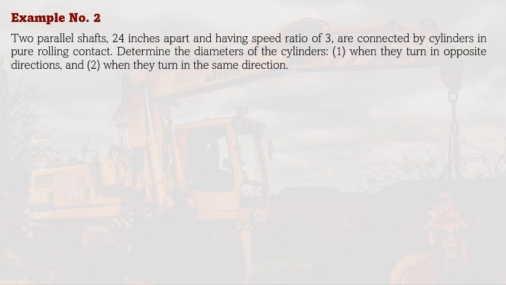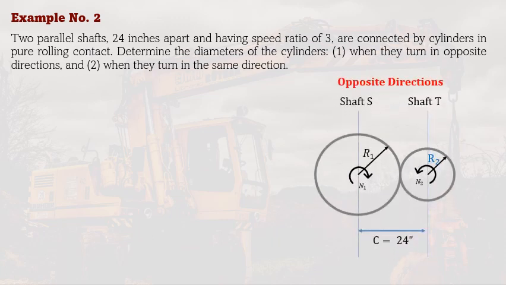Two parallel shafts 24 inches apart and having a speed ratio of 3 are connected by cylinders in pure rolling contact. Determine the diameters of the cylinders when they turn in opposite directions and when they turn in the same direction. So for cylinders rotating in opposite directions, we can use the same figure that we have in example number 1.